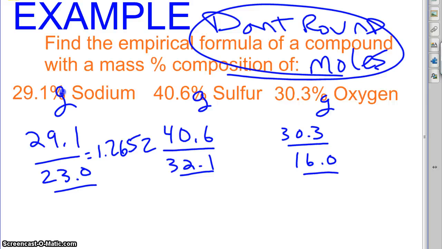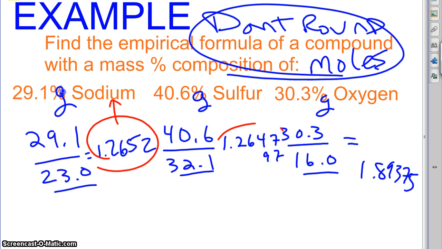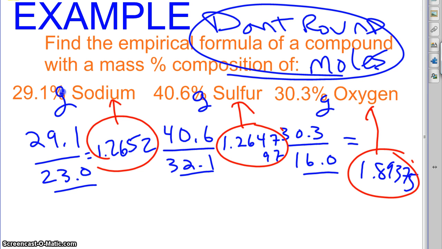So going on to the next one, 40.6 divided by 32.1 is 1.264797, that's probably good enough. And then this last number, the oxygen number, 30.3 divided by 16 is 1.89375. And so these then are our moles. We just found the moles of sodium, we found the moles of sulfur, and we found the moles of oxygen. We found small n for each of those.